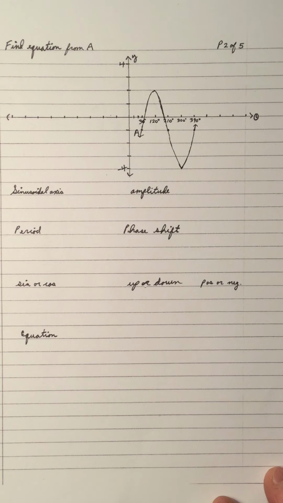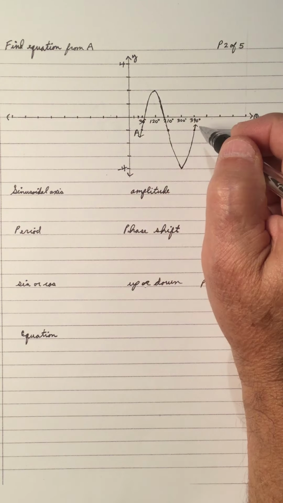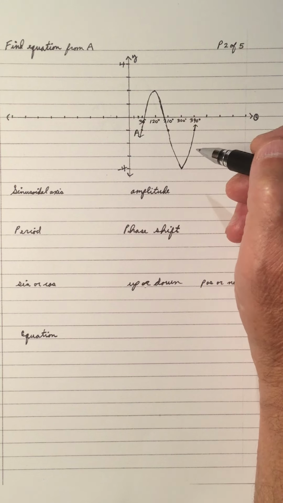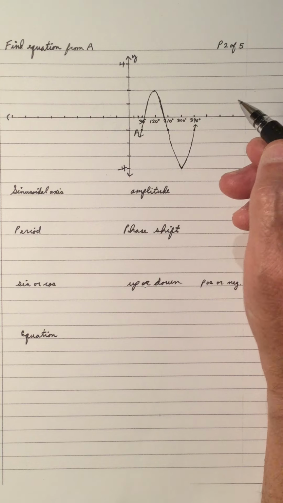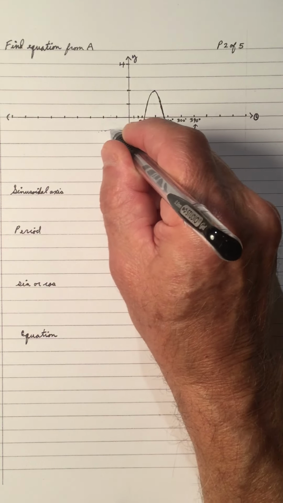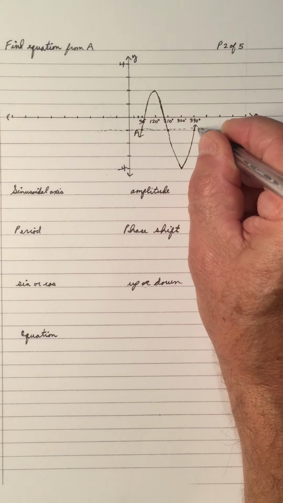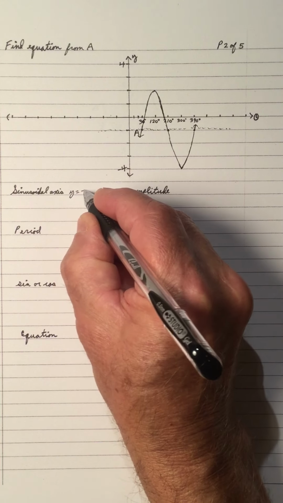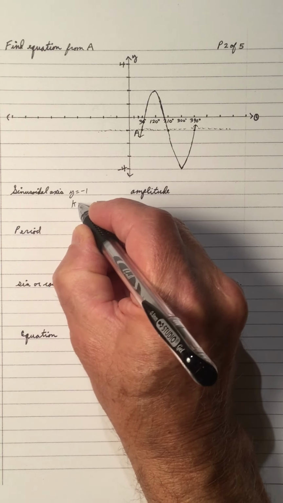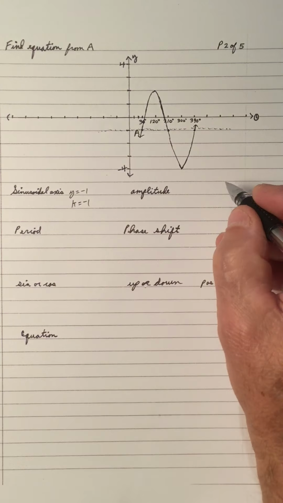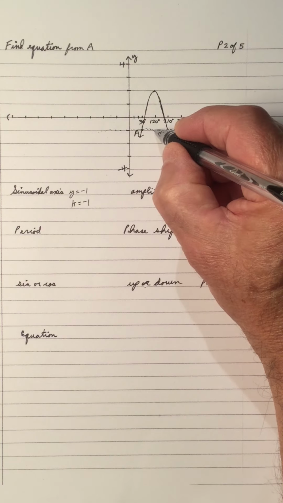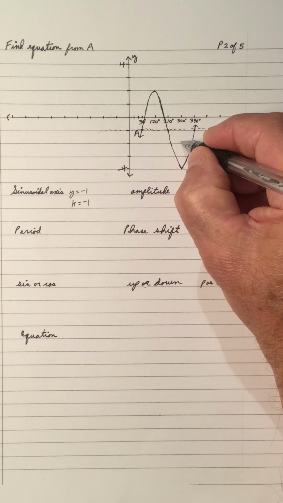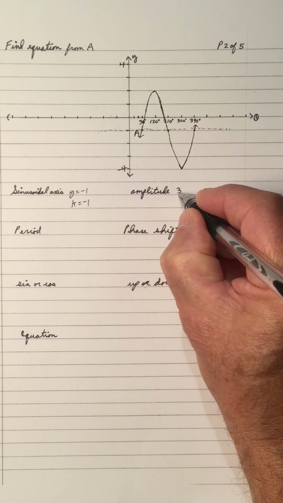To find the equation from part A, notice we have a graph, so we're working from the graph to find the equation. First, I find the sinusoidal axis. The middle is right here, and the sinusoidal axis is y equals -1, which means that k is -1. Amplitude is the height from -1 up, 1, 2, 3, is 3 up, and from -1 down, 1, 2, 3. So the amplitude is 3.